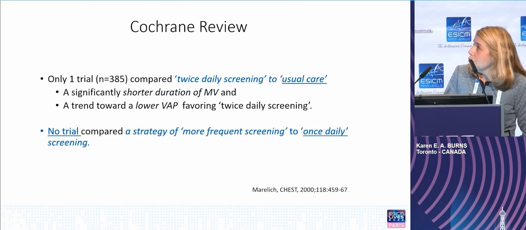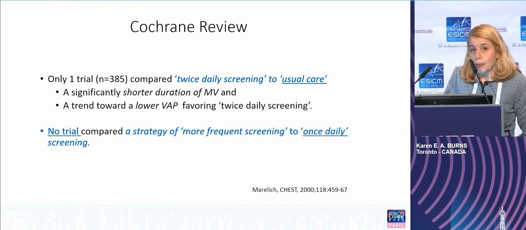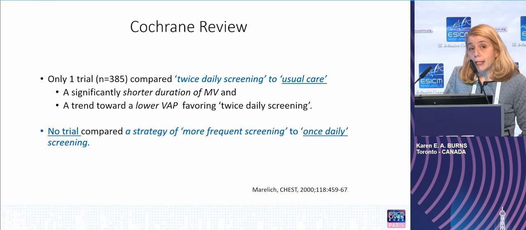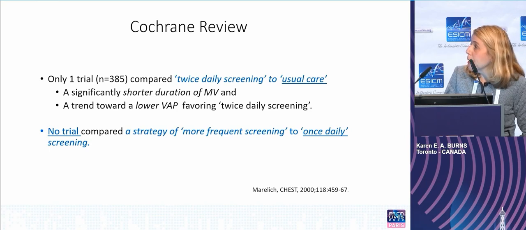Interestingly, though, only one trial compared twice daily screening, or more frequent screening than once daily screening, to usual care in the ICU. And this trial demonstrated some non-significant, but I think important observations that more frequent screening could significantly reduce the time that patients spend on mechanical ventilation and also reduced the incidence of ventilator-associated pneumonia. But no trial in this review compared a strategy of more frequent screening to once daily screening.